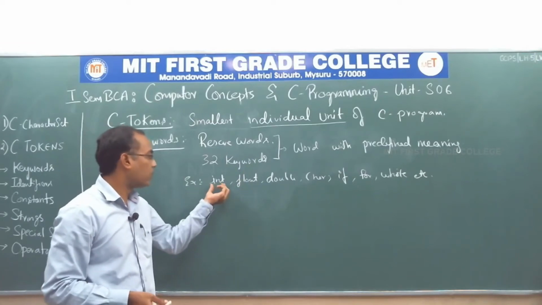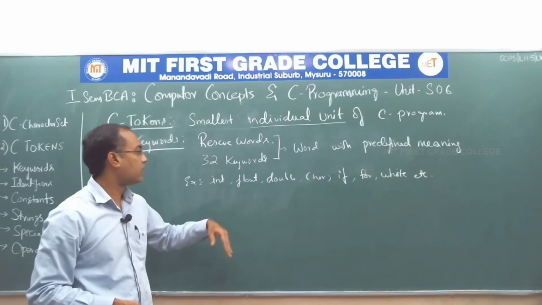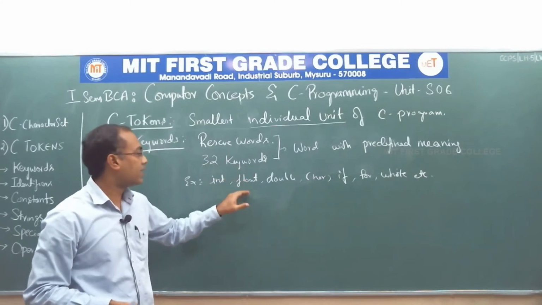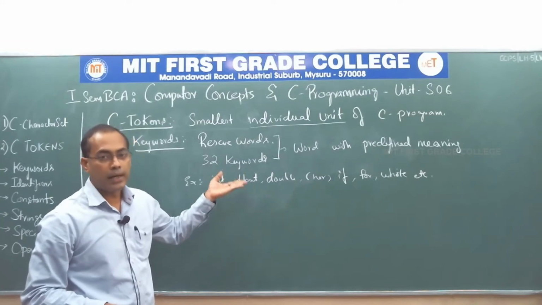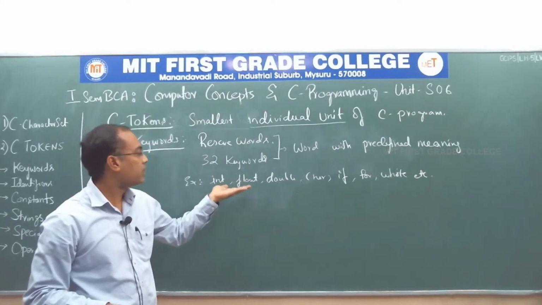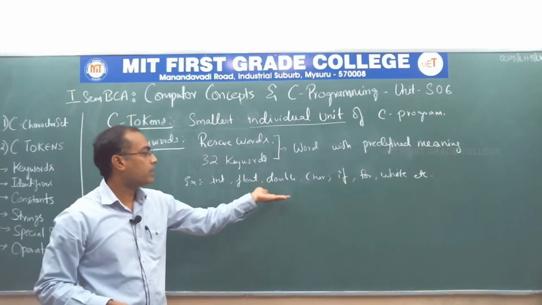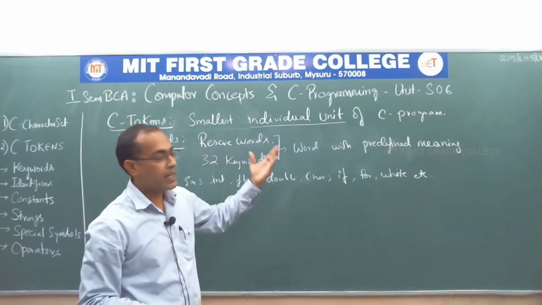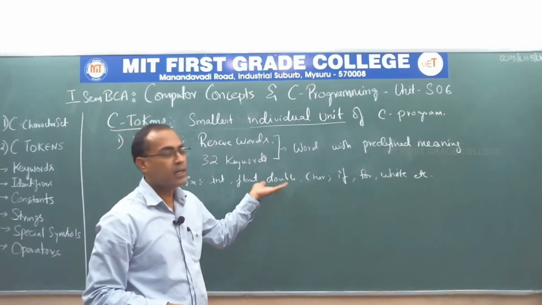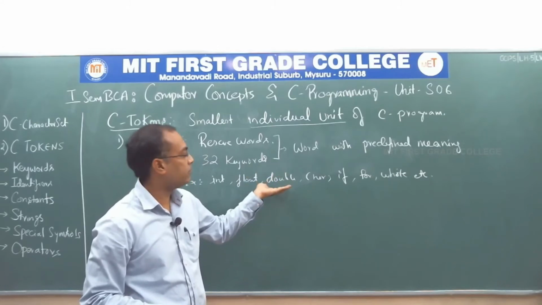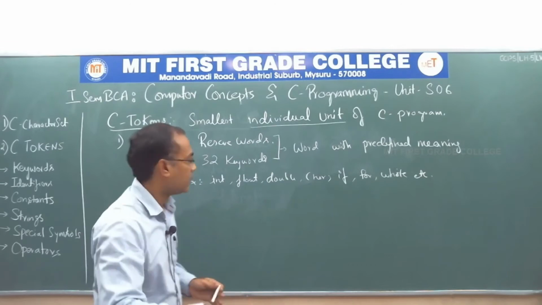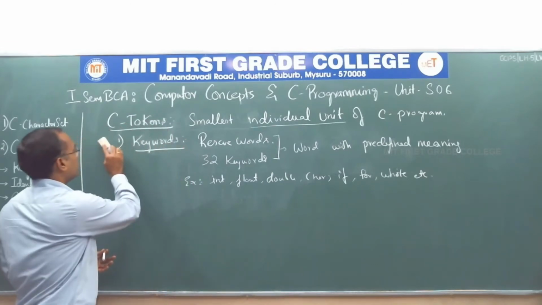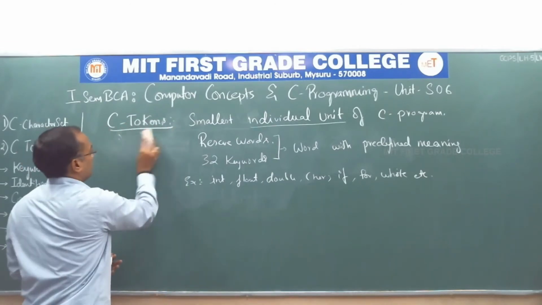Int is a word which means that it is an integer. Float is a word which has got a predefined meaning. It is a data type and it is used to represent fractional numbers. Double is also a data type which has got a predefined meaning to represent fractional numbers in double precision format. Like that you have the keywords. Now we'll move on to the next token.